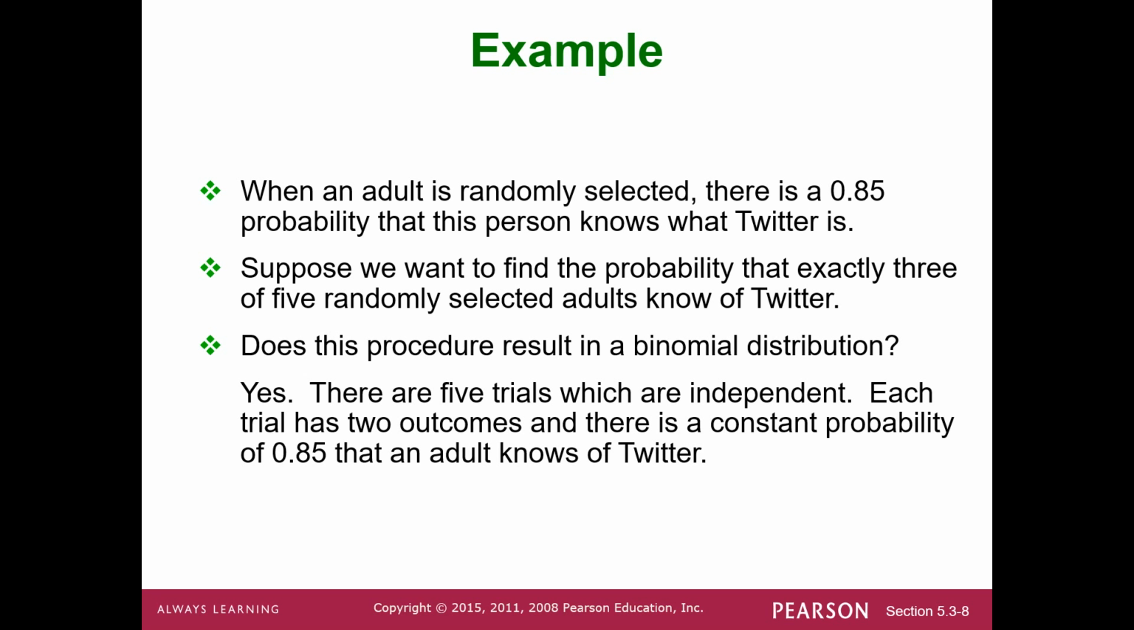And then the question is, does this procedure result in a binomial distribution? The answer is yes, it will, because there are 5 trials. They're all independent, so each adult is a trial. Each trial has 2 outcomes, and there is a constant probability of 0.85. So we can actually calculate this probability out.